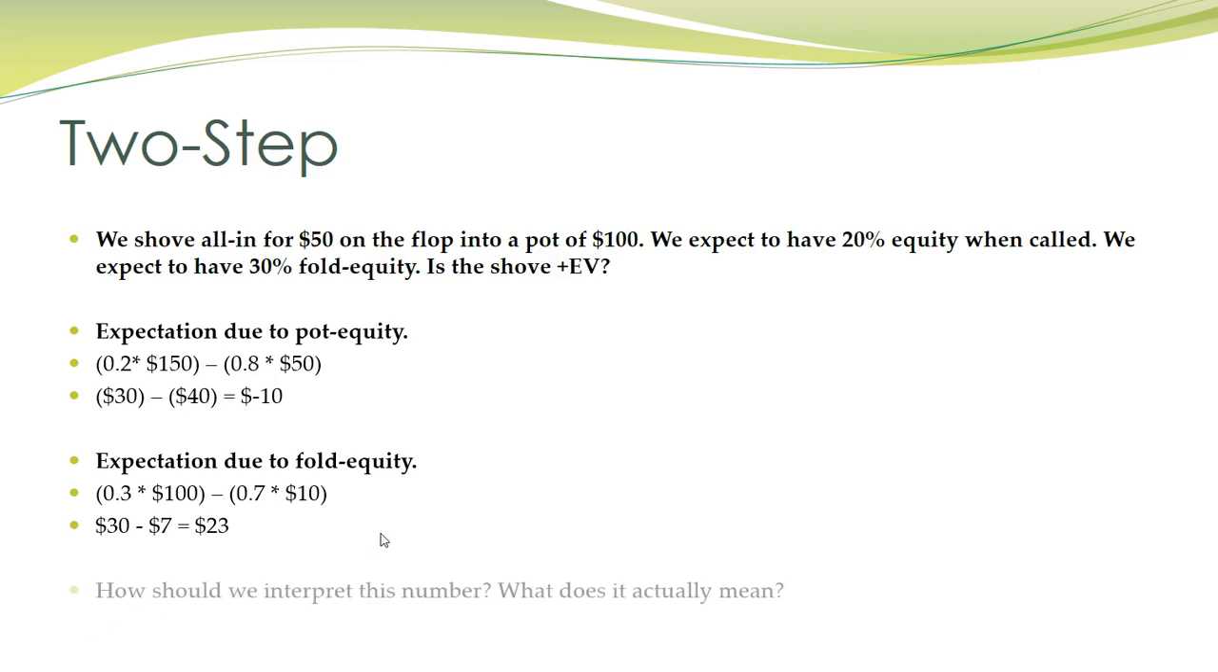Now, one thing we have to address here is, what does that $23 actually mean? How should we interpret this number? Because right now, for most of us, it's just a number. It doesn't really have any meaning, $23. Does that mean we make $23 for the overall hand? Well, we could be forgiven for thinking that that's the case, that we walk away from the entire hand with an extra $23. That's not exactly what this means.